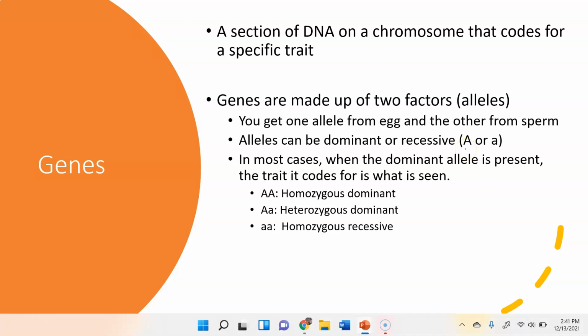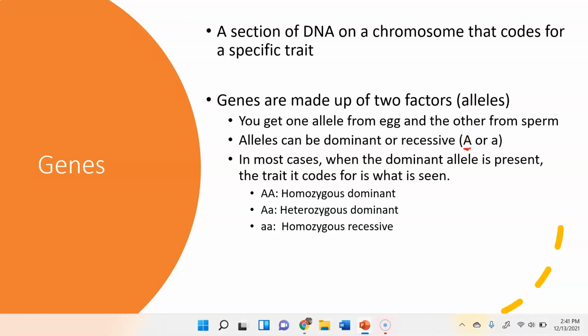When we look at the factors that make up a gene, genes are made up of two factors, which we call alleles. You get one allele from the egg and one allele from the sperm. When they combine during fertilization, you end up with a gene that has these two different versions on it. Alleles can be dominant or recessive.